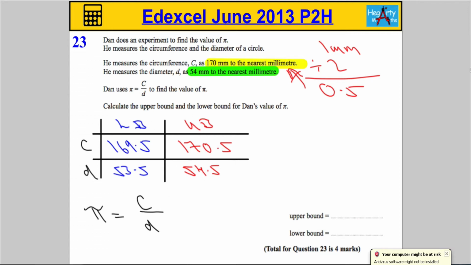Well, if I want to maximize the value of pi, or to get the upper bound in this case, I need to use the biggest value for the numerator and the smallest value for the denominator. So to get the upper bound for our value of pi, I would have to use 170.5 for the numerator and 53.5 for the denominator.